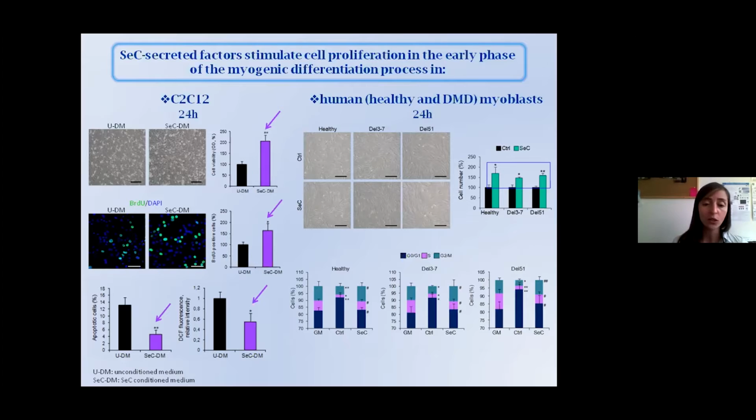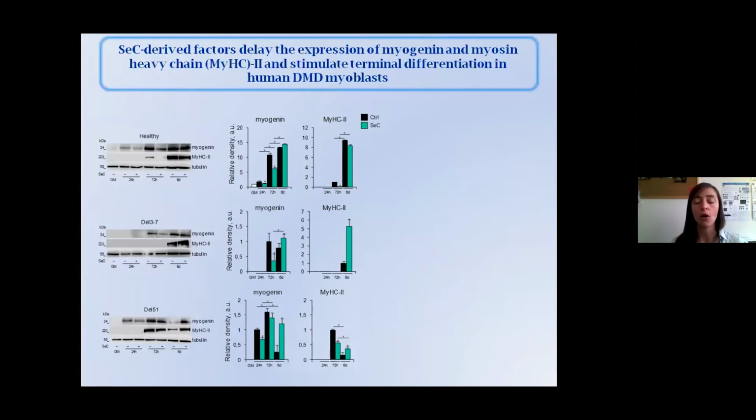Moreover, cytofluorimetric analysis at the same time point shows that switching myoblasts from grow medium to differentiation medium determines a reduction of the percentage of cells in the S phase, whereas in presence of Sertoli cells, the percentage of cells in the S phase was higher, with values similar to myoblasts in grow medium.